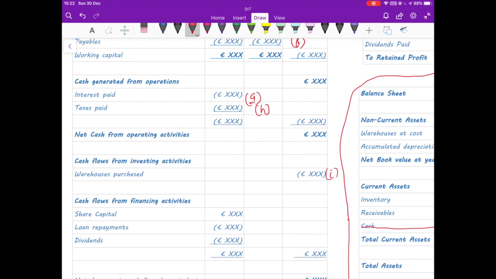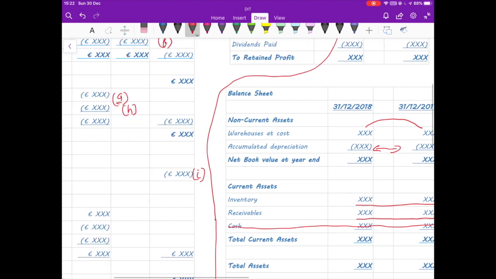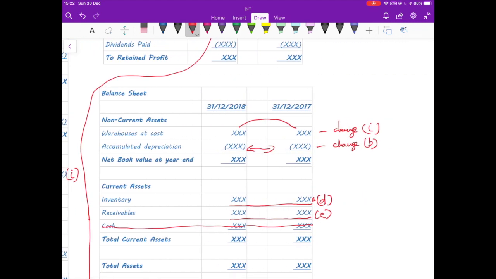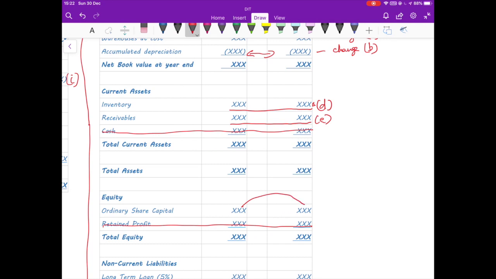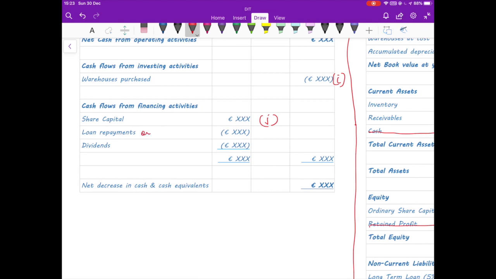Next, we have the cash spent on acquiring capital assets, warehouses in this case, and we're going to look at the difference between each year's figure to see if there's been more money spent on them, or indeed, in certain situations, they might be sold off. If there's a change in the share capital year on year, that will indicate that more money is being taken in, or if there's been a share buyback, sometimes it could be money paid out.